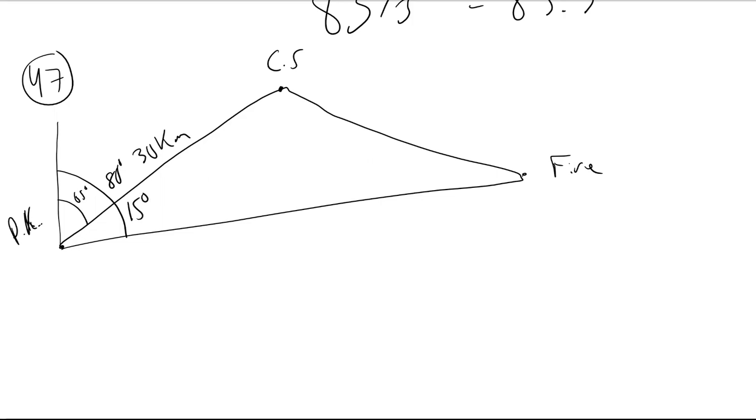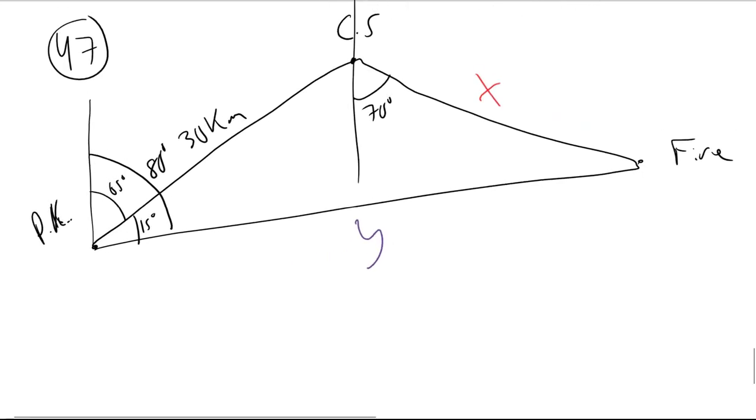Try to make it look like that. And then there's another bearing over here where they give us that this is 70, and from this we were supposed to be able to figure out the distance from this station to the fire and this station to the fire. So basically find two sides of your triangles.